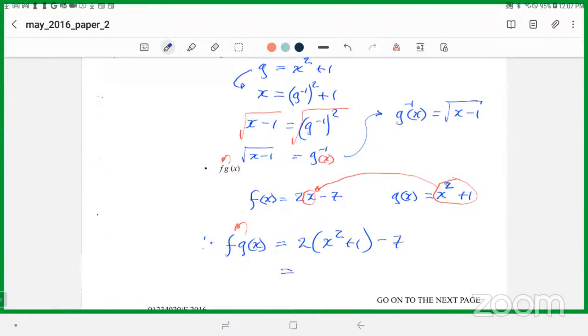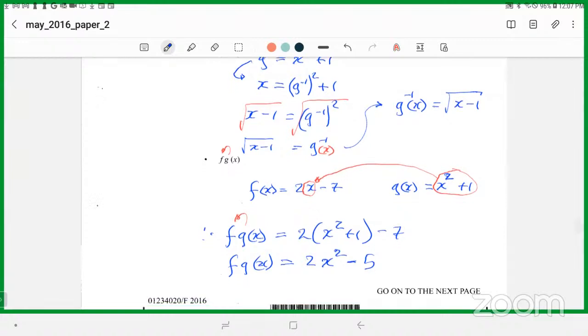Let's simplify it now. 2 times the x squared is 2x squared. Then 2 times 1 is 2. 2 minus 7 is negative 5. So that is basically it. So this is our f of g of x. F of g of x is that. Are you good with that? Are you okay? Yes, sir.